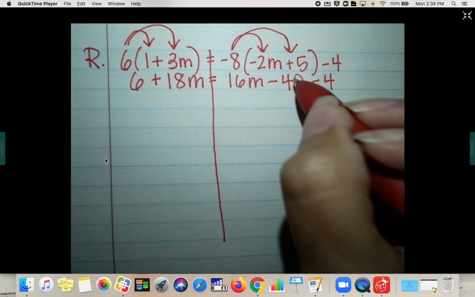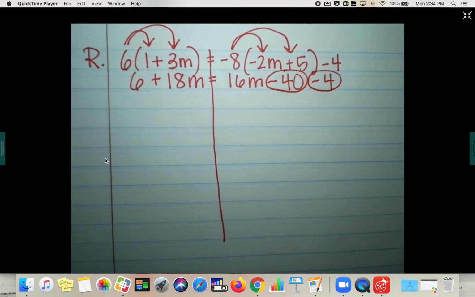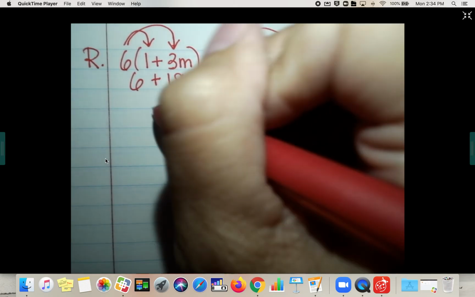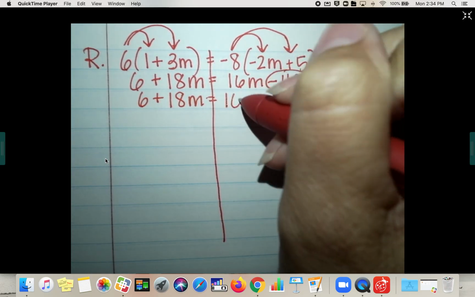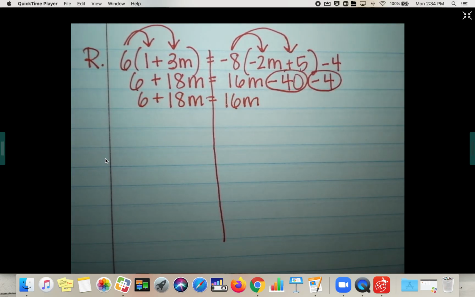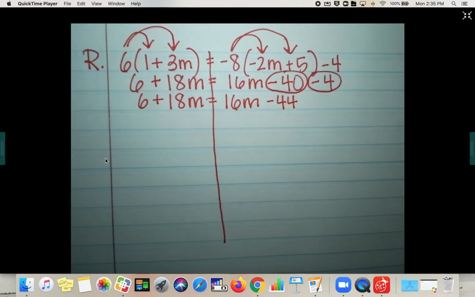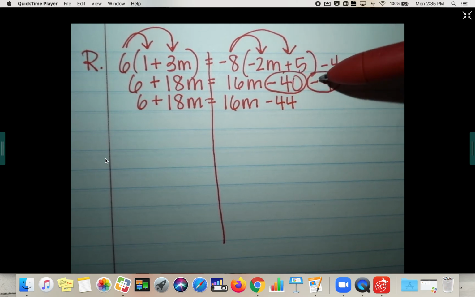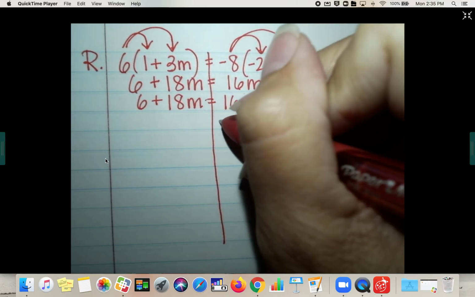All right, I see like terms over here. I see a minus 40 and a minus 4. So I'm going to just bring down all the rest for now. And I'm going to go ahead and combine negative 40 minus 4. That would be negative 44. Put it in your calculator if you don't believe me. Negative 40 minus 4. All right, we got to move one of the variables to the other side. I'm going to choose to subtract.